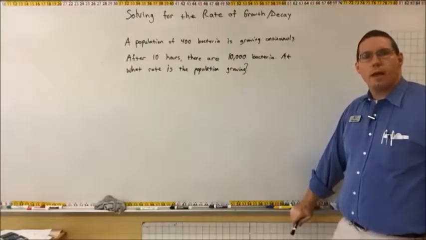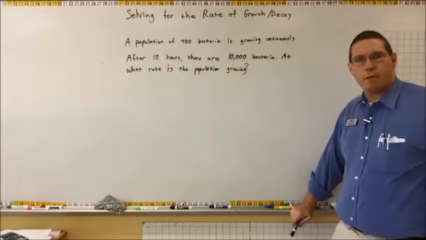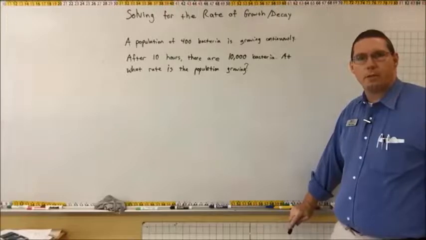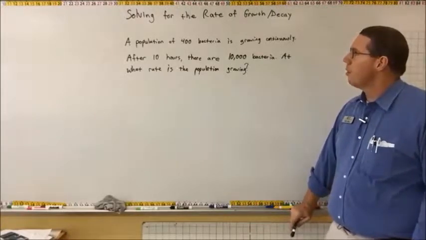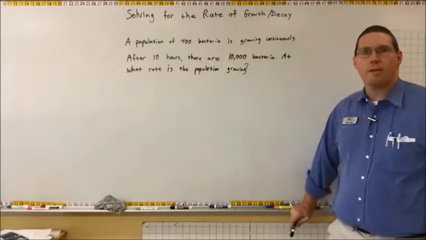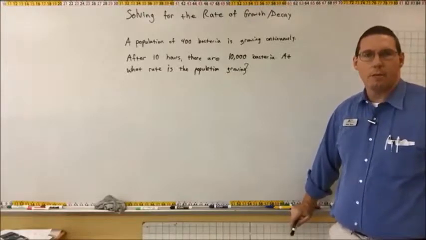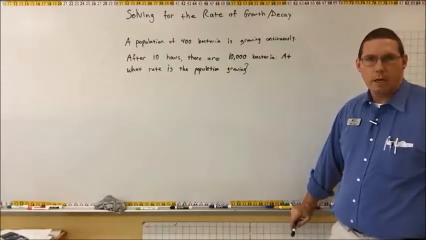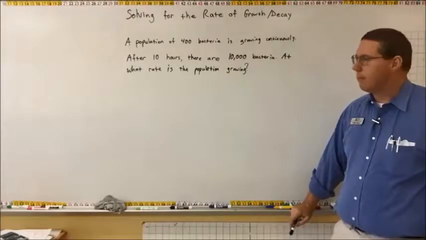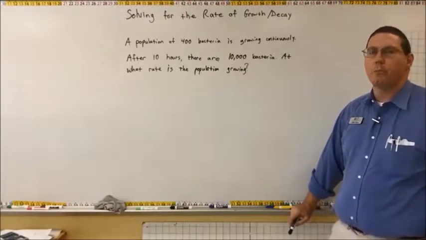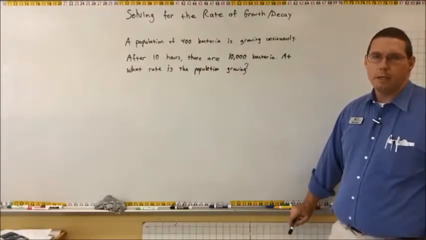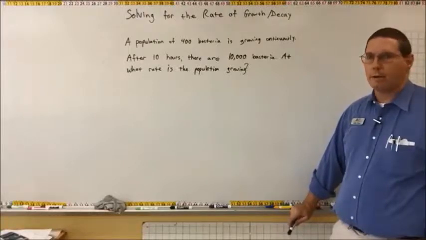All right, folks, in this last video for this section on solving exponential equations, we're going to talk about how to solve for the rate of growth or decay. Now, we're going to do something a little weird in this one, and I'll tell you about it in just a little bit. It's not that weird. It's just your brain is going to want to reject it, but you just have to trust me that it's going to work out, okay?